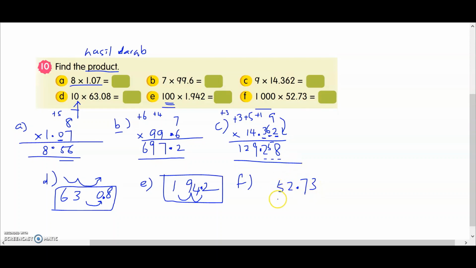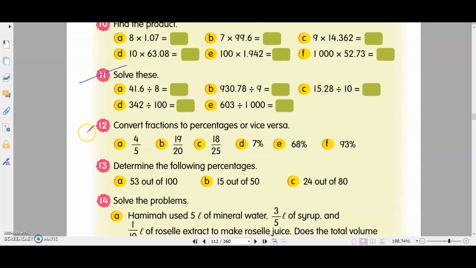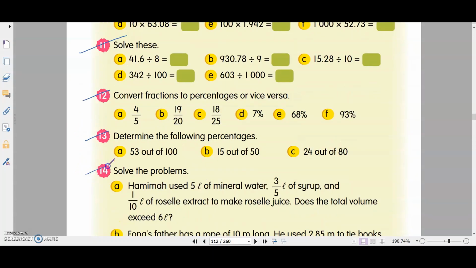Okay, for F, 52.73 times 1000. Now there are 3 zeros in 1000, so we move 3 times to the right. So 1, 2, 3. So here we add a 0. Then this point is no longer here. So your answer will be 52,730.